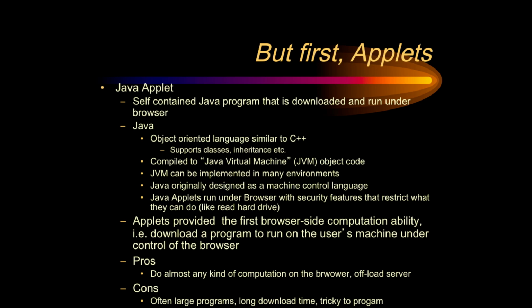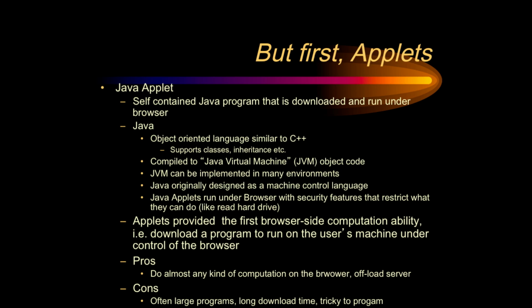Java is an object-oriented language. It's similar to C++, supports classes, inheritance, lots of things like that. And it compiles down to a Java virtual machine object code, which is not an object code that exists on any real computer system, but is a higher level object code that can then be run fairly efficiently on most platforms. So it can be implemented in many different environments. In fact, you can run Java on almost anything these days.